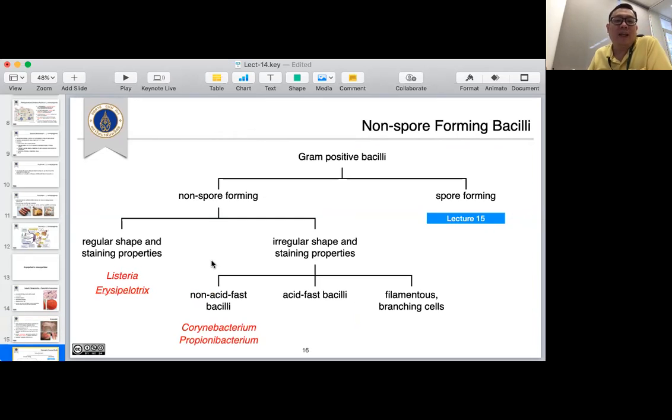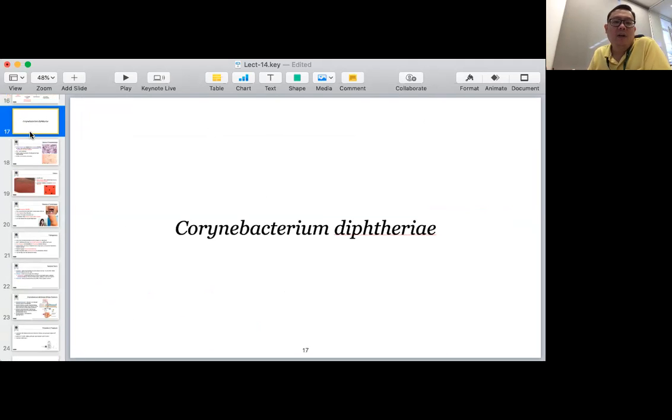Then we move to the second group, non-acid fast bacilli with irregular shape. They have tons of bacteria, but we mainly think about two: Corynebacterium and Propionibacterium. Start from Corynebacterium diphtheriae. This bacteria causes a variety of diseases, but the main disease is diphtheria. Diphtheria in Thai we call โรคคอตีบ.